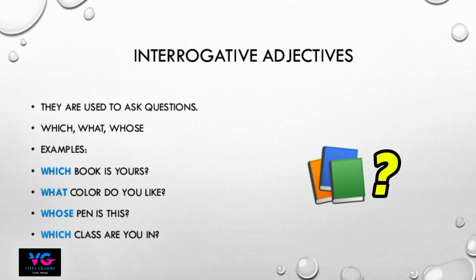Interrogative adjectives. They are used to ask questions. Which, what, whose. Examples. Which book is yours? What color do you like? Whose pen is this? Which class are you in?